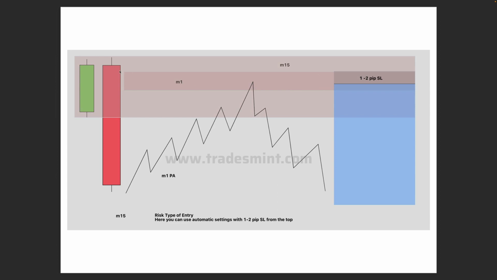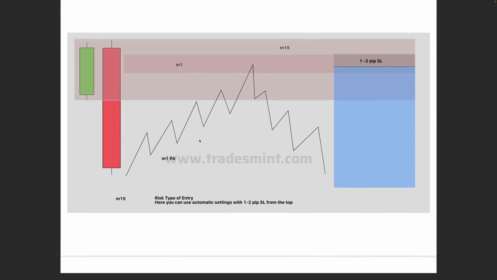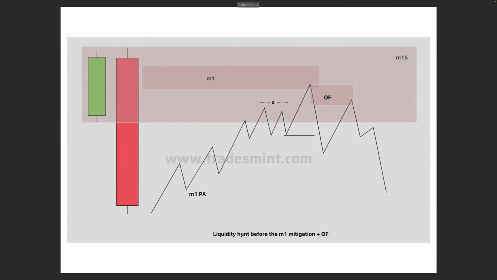Sometimes the supply zones and demand zones are super big. This is where you can then refine it with the seconds to get it a little bit tighter in these situations. Still make sure that your high is more than likely protected if possible. And if nothing will help you, then just use a higher stop loss. That's the thing. Okay, then liquidity hunt before mitigation plus order flow. Yeah, that's exactly what we just talked about.